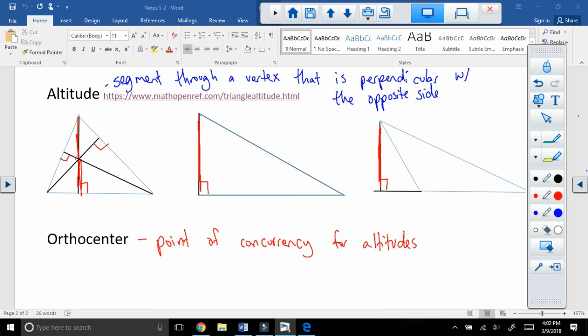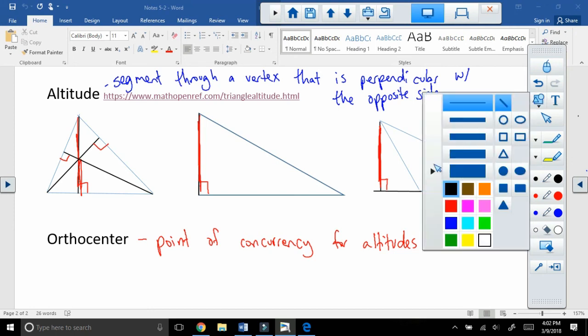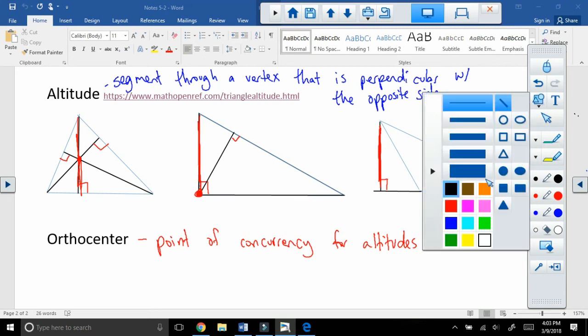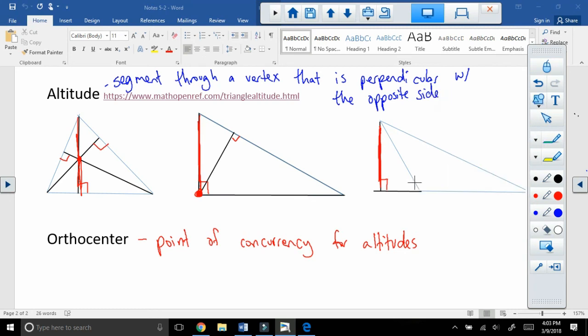So for the acute triangle, the orthocenter ends up being here in the middle inside the triangle. If I go to these other triangles, however, from this vertex perpendicular with this side is just right there. And from this vertex perpendicular probably looks like maybe right around there. So the orthocenter for a right triangle ends up being right on the corner of that right angle, right on that vertex. And then lastly, for the obtuse triangle, this one here is by far the hardest one to get accurate. We'll see how well I do.